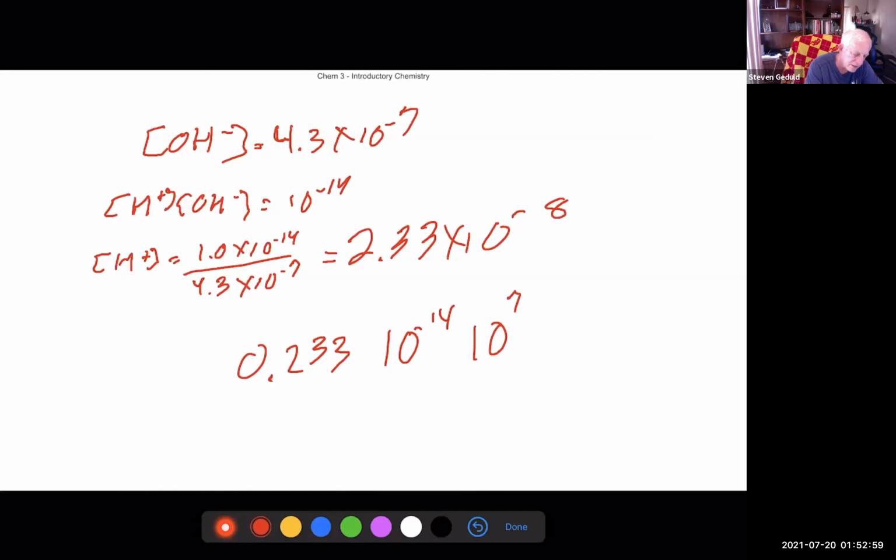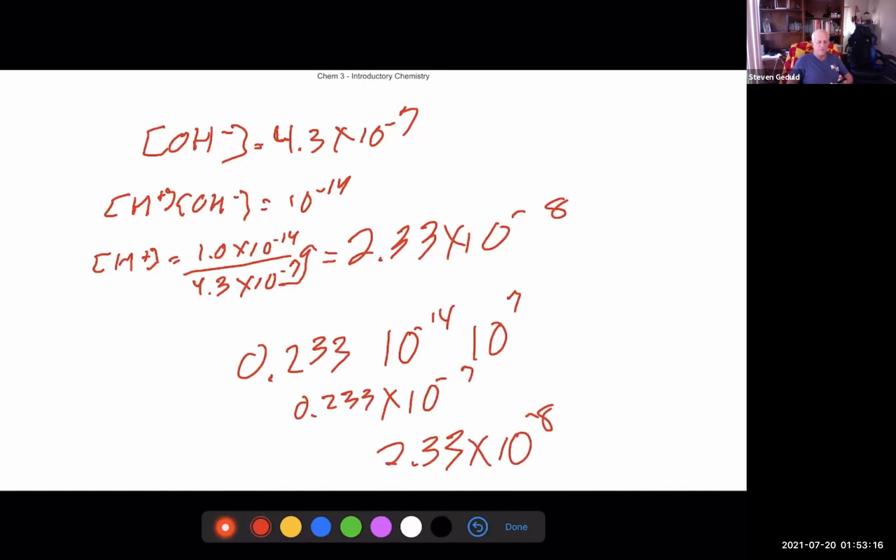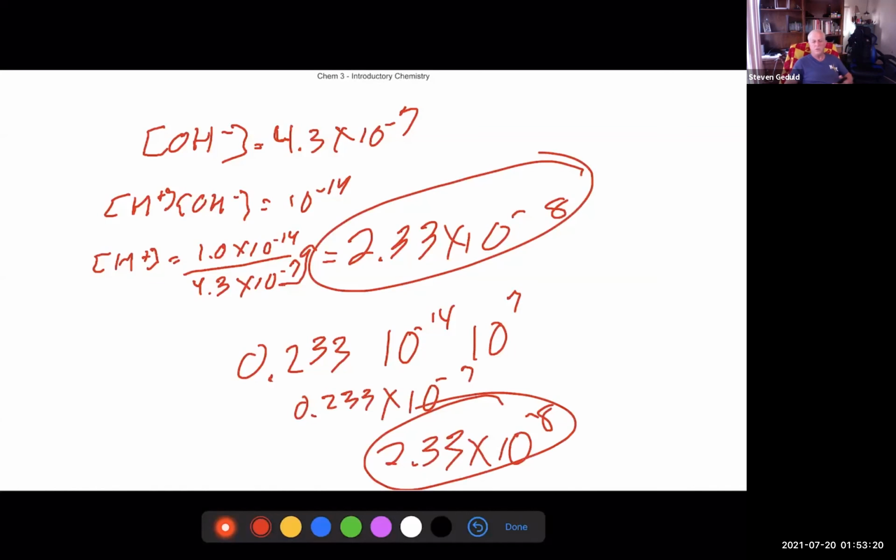Because you bring this up, you change the sign. So it becomes 0.233 times 10 to the minus 7, or 2.33 in scientific notation, times 10 to the, make that bigger, make this smaller, minus 8. And they're both the same answer. So either way you want to do it, you can do it.